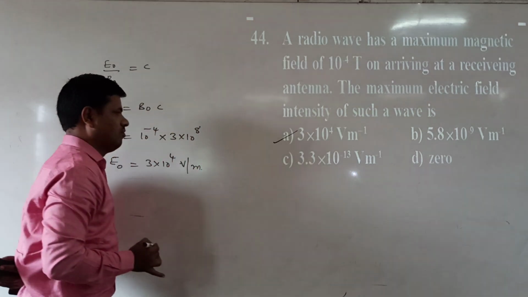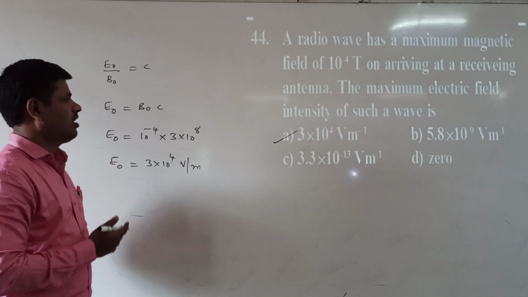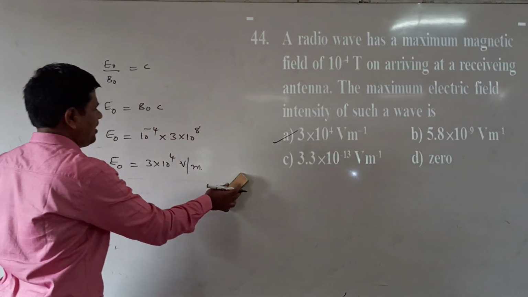Here there are two units for the electric field. One is Newton per Coulomb, or volt per meter, anyone. Now this is 3 into 10 power of 4 volt per meter. Here option A is correct.